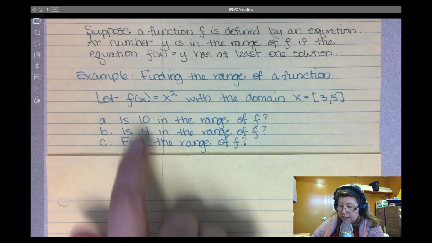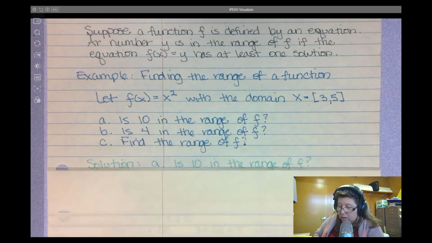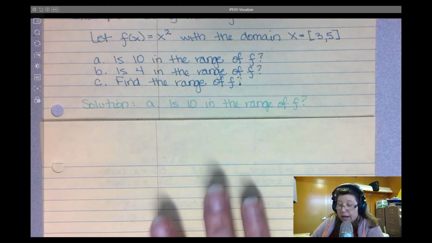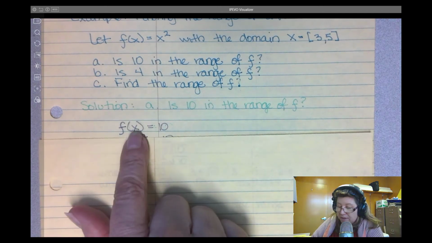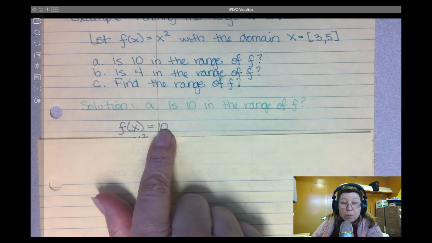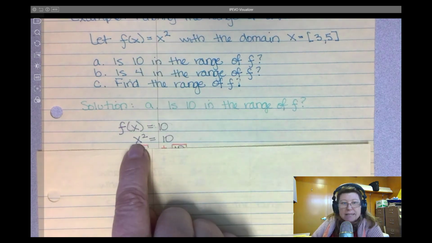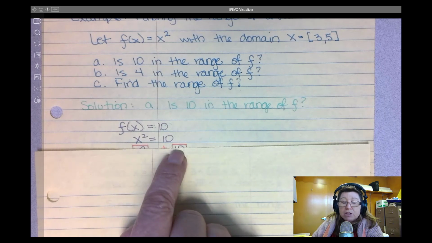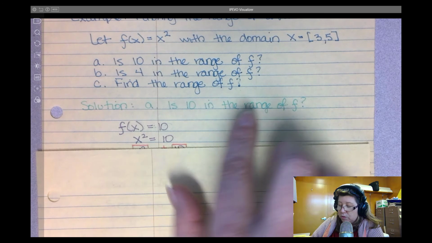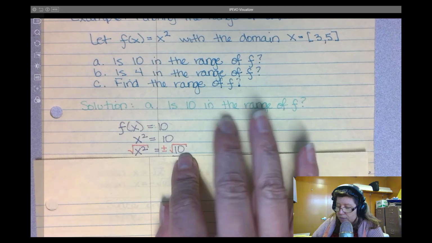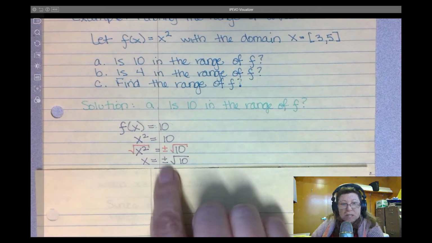So let's take a peek at 10. Now, if 10 is in the range of our function, then it should be one of our outputs. So f of x must equal 10 if it is indeed in the range. But f of x is also x squared, so we can rewrite f of x as x squared. Now I'm going to solve for x. I'm going to take the square root of both sides, but I'm going to be very careful on the right-hand side that I'm going to do plus or minus. So the square root of x squared equals plus or minus the square root of 10. Okay, so x equals plus or minus the square root of 10.